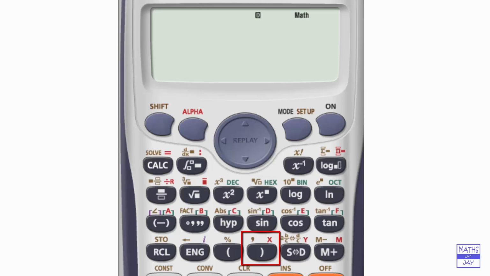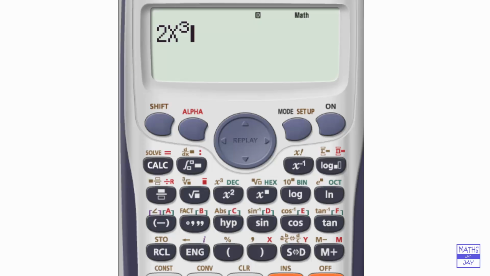And let's go for a cubic function. So we'll start off with 2x cubed. So we'll have the 2, and then to get x each time, we use alpha x, and then to cube x, that's above the x squared, isn't it, on this calculator? So that's one way of getting that in there.